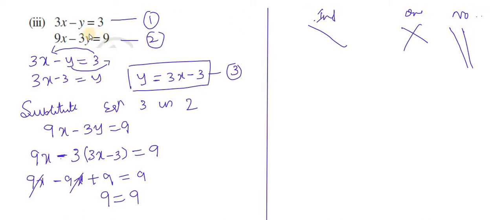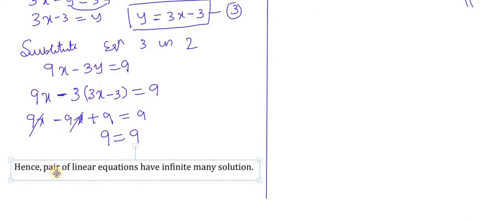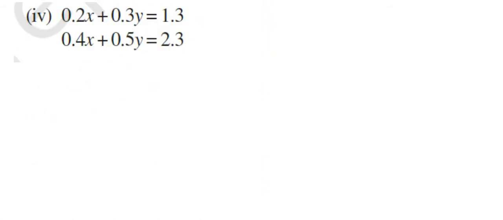So here also it is a coincident line, so it has infinitely many solutions. There is no one particular solution for these equations. This is the answer you need to write. So I can write here: hence the pair of equations has infinitely many solutions. I hope all of you understood this. Okay, now we'll move to the next problem, the fourth problem.